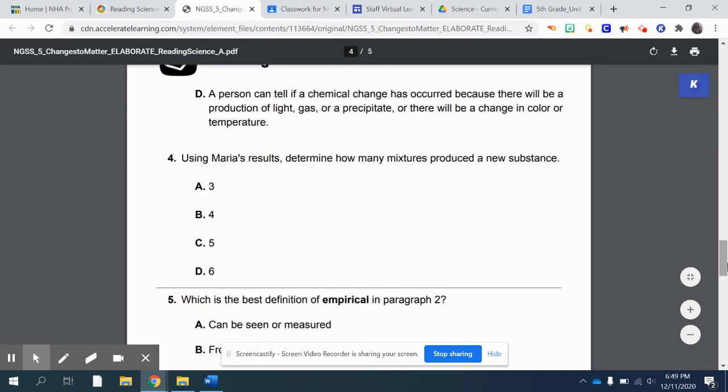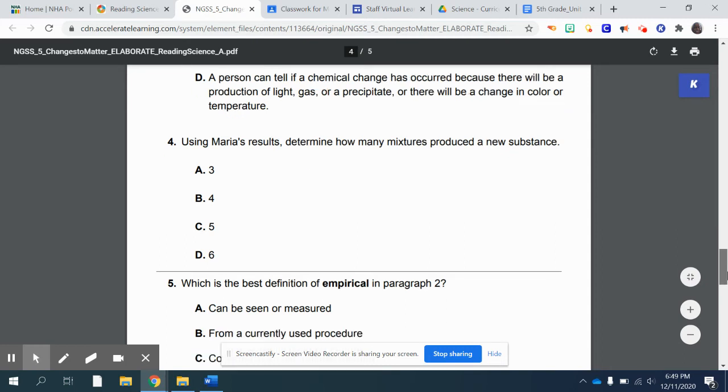4, using Maria's results, determine how many mixtures produced a new substance. A, 3, B, 4, C, 5, or D, 6.